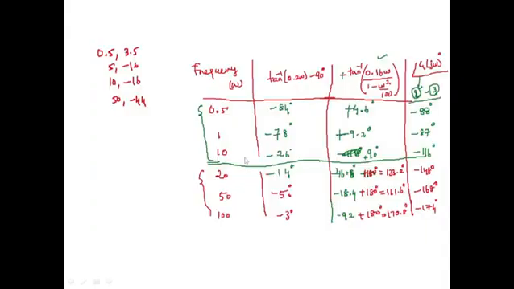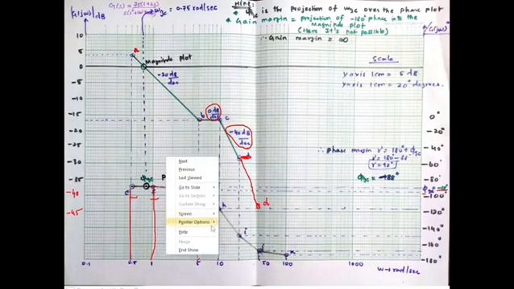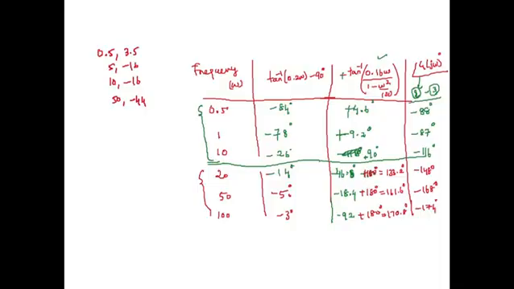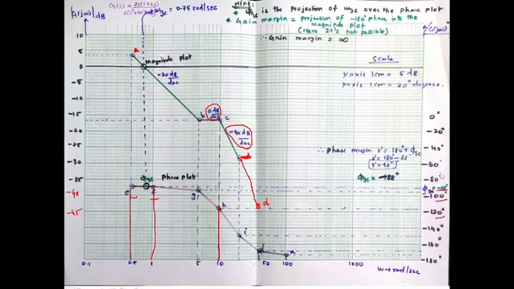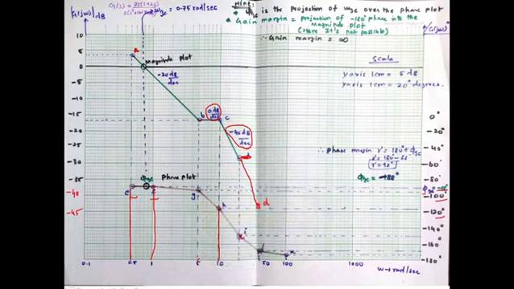What is the next one? For 10, the value is minus 160, between minus 100 and minus 120 on the graph. And the next value: for 20, the value is minus 148. Likewise, you can see that each and every value is plotted.